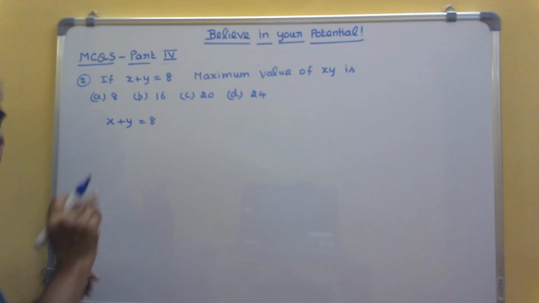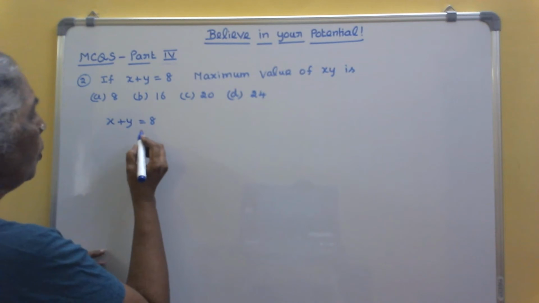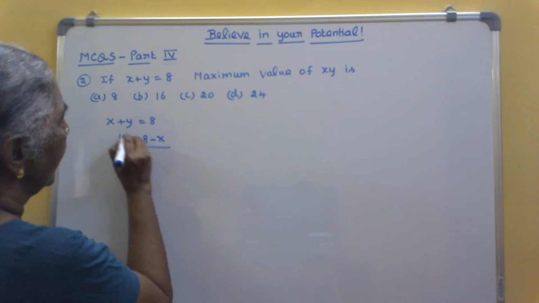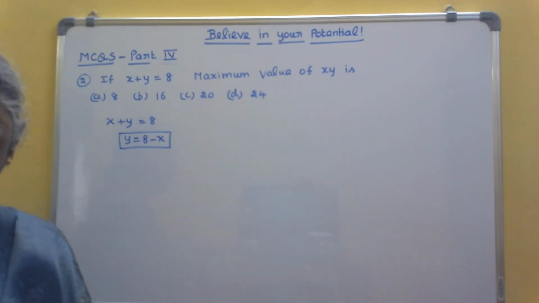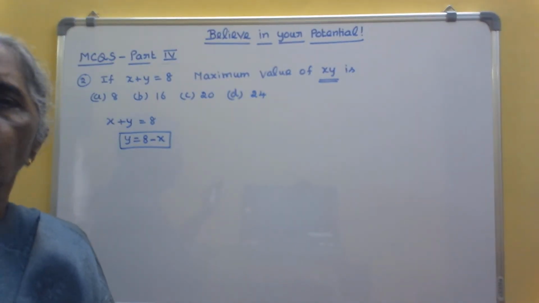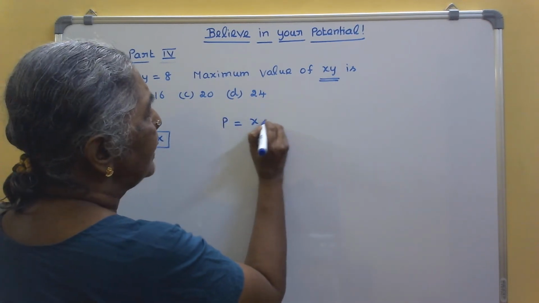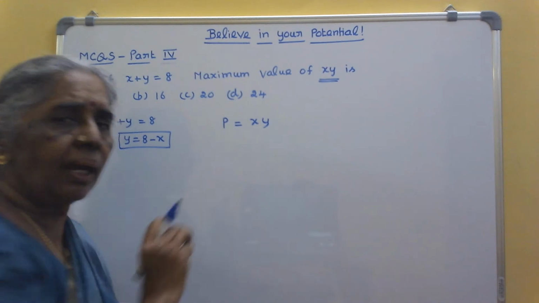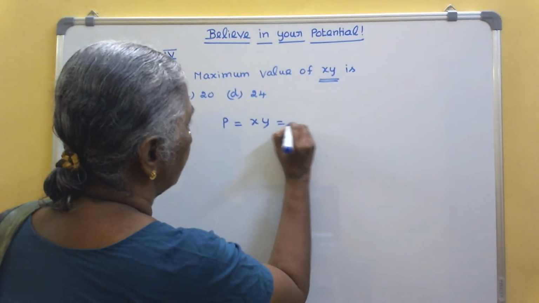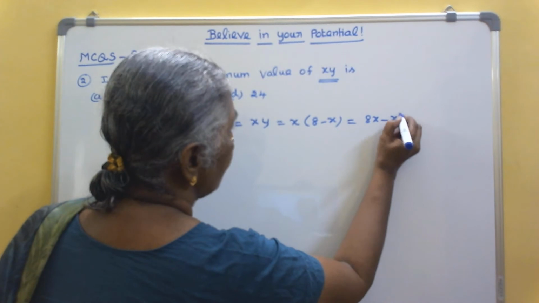Now, I have two variables. Let me convert one in terms of the other. So now I can write y = 8 - x. So I got y in terms of x. Now you want to find the maximum value of xy, that is the product of x and y. So I will just give the name product: P = xy. This P I want it to be maximum. Now instead of y, let me substitute 8 - x, so P = x(8 - x) = 8x - x squared.